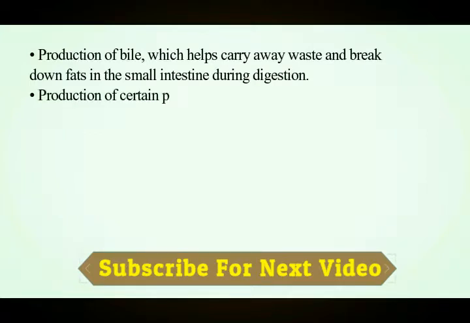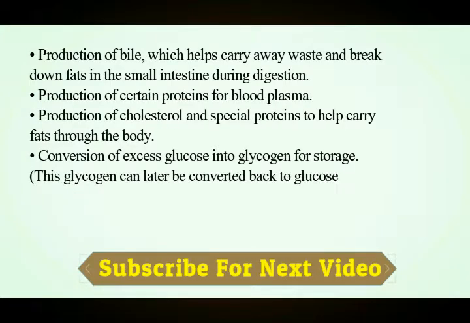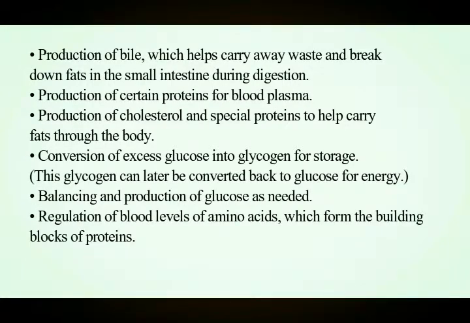Production of bile, which helps carry away waste and break down fats in the small intestine during digestion. Production of certain proteins for blood plasma. Production of cholesterol and special proteins to help carry fats through the body. Conversion of excess glucose into glycogen for storage. This glycogen can later be converted back to glucose for energy.